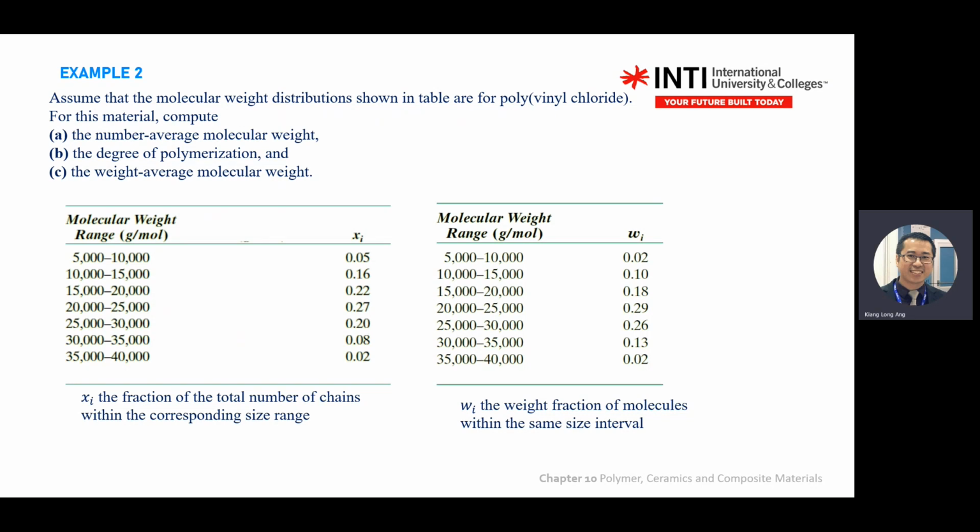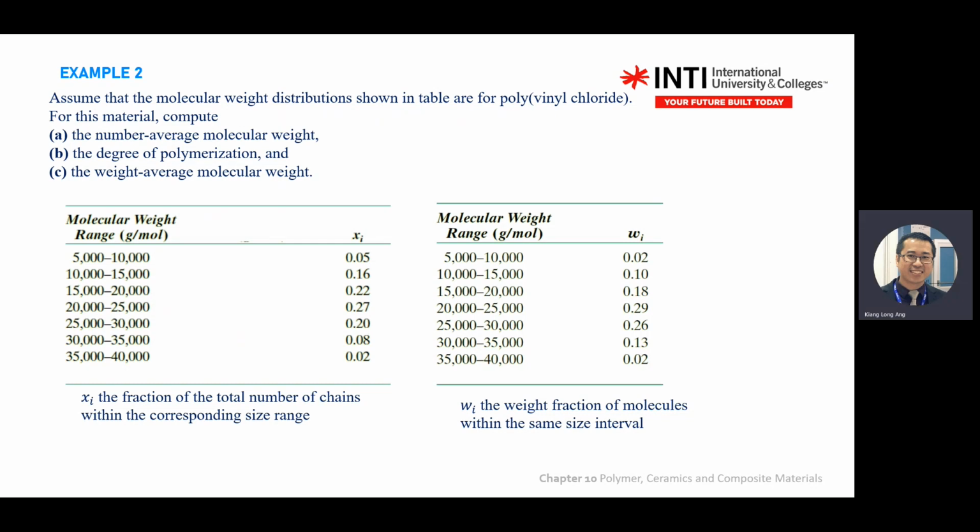So on the left, you're given the range of molecule weight. You have a few ranges there, and then the X, the ratio, right? X is the fraction of the total number of chains within the corresponding size range. Meaning if you add all these together, you get 1. You get 0.05, 0.16, 0.22, 0.27, 0.2, 0.08, 0.02. All this you add up, you get 1.